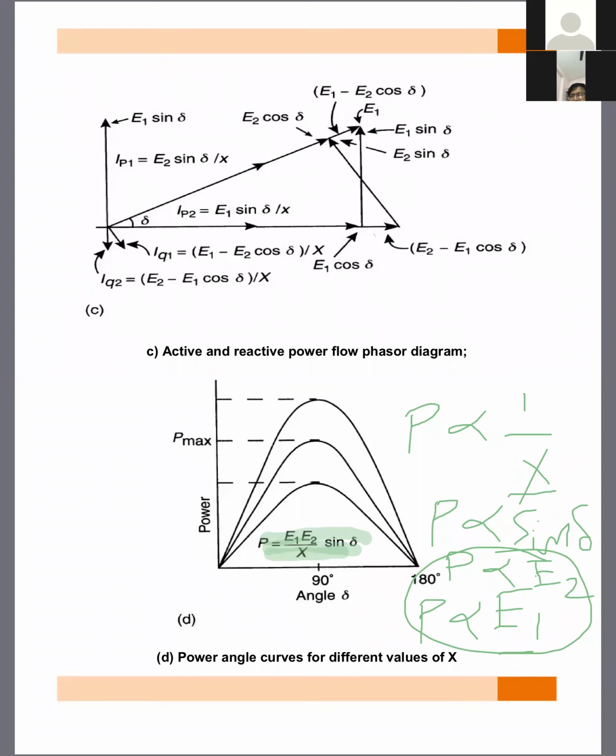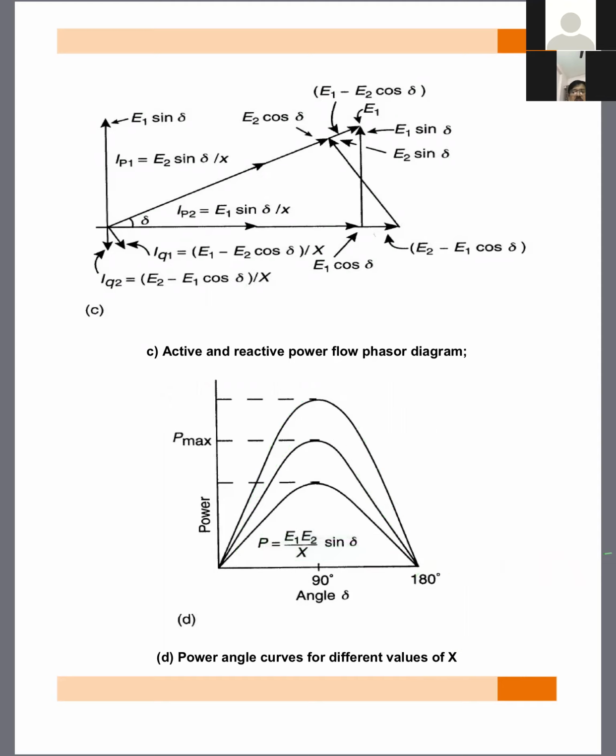That means we change either the X value or the delta value. In this case, we are varying the X value so that we'll have different values of power. You can see that for different values of series compensation, we'll have different power flow diagrams. By decreasing the X value, you can increase the power flow, and similarly for the others.